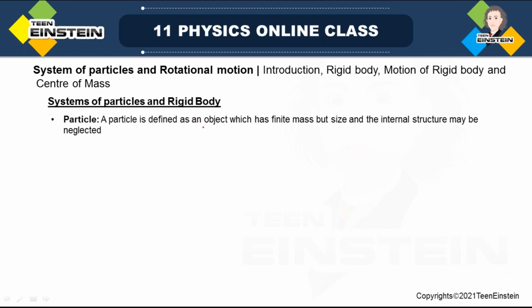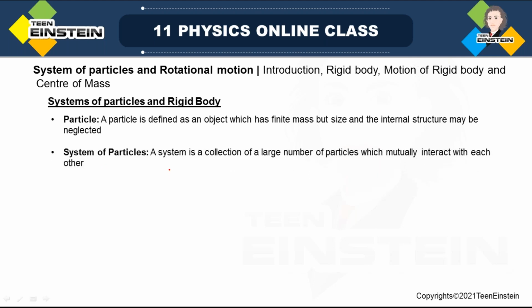A particle is defined as an object which has finite mass but whose size and internal structure may be neglected. It is actually a point mass. Okay, that is a particle. Point mass is a particle. Now we'll see the definition of system of particles.